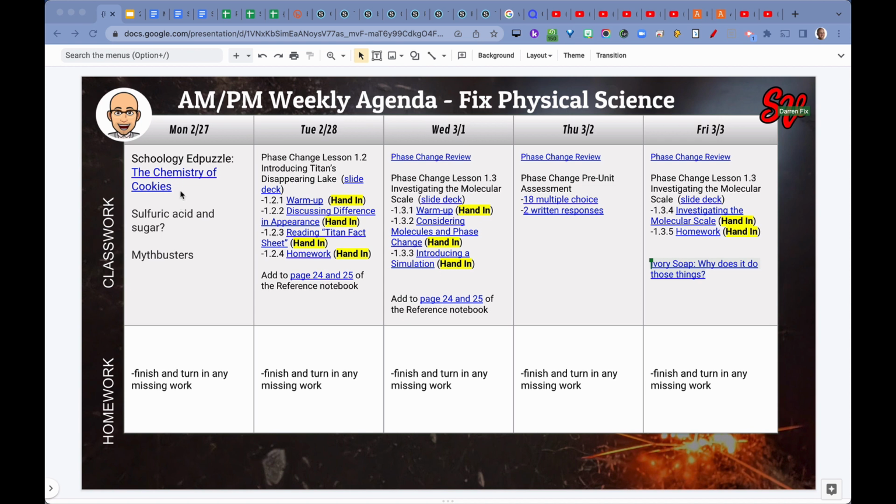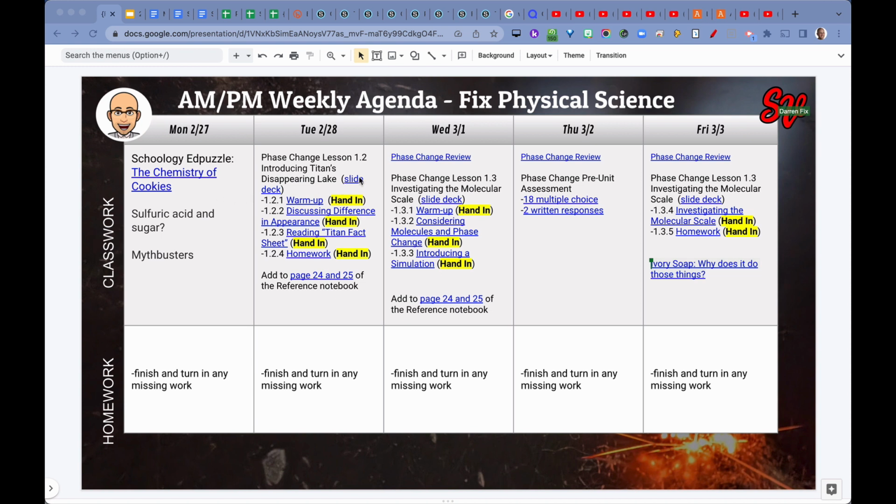All right, so we did the Edpuzzle, the chemistry of cookies. So students did that class and looked at what kind of changes the chemicals in cookies go through as they are baked. We then started the phase change unit, starting with lesson 1.2, Introducing Titan's Disappearing Lake.